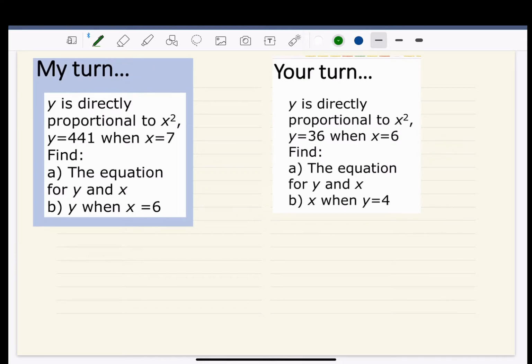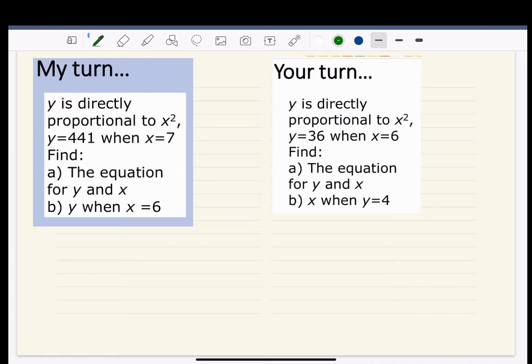My turn. Y is directly proportional to x squared. Y is equal to 441 when x equals 7. We need to find the equation for x and y, and we need to find y when x equals 6. So this time it's a little bit more difficult, but not too much. It's just knowing our square numbers.